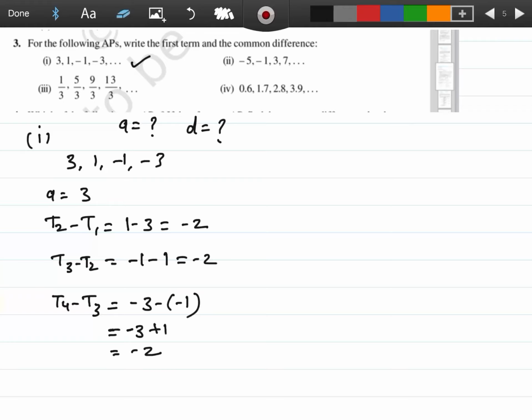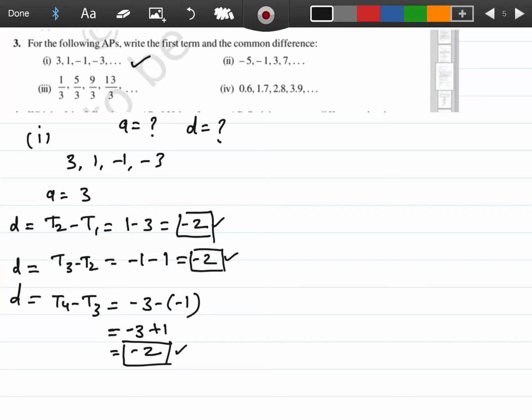So every time the difference of the terms is -2. Difference of each consecutive term is -2. So we can say here the D is equal to T2 minus T1. We can find the D with T3 minus T2, we can find the D with T4 minus T3. That means the difference between any two consecutive terms is always the same. In this way, we can say the D is equal to minus 2.